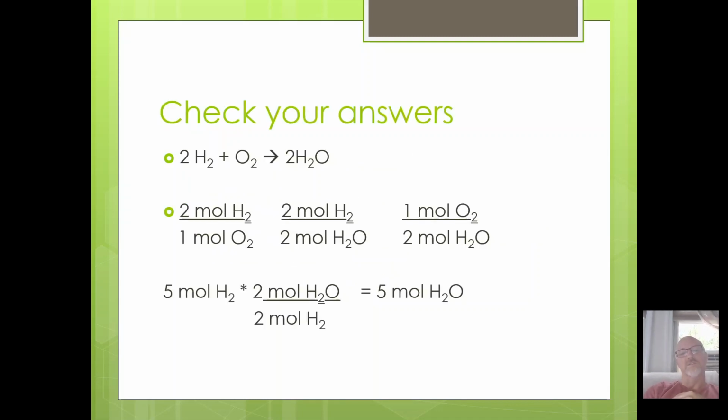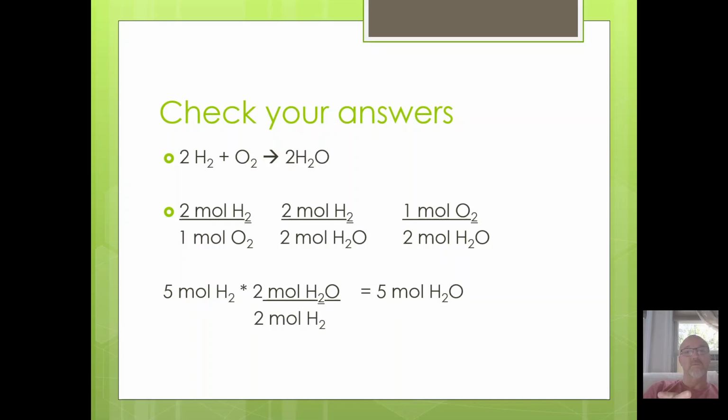So here's your answers. 2H2 plus O2 gives me 2 H2Os. Because the O's are not the same, I need 2 H2Os to balance the O's, which means now I need to go back and put a 2 in front of the H2. Well, that means that for every 2 moles of H2, I need 1 mole of oxygen, and I'm going to get 2 moles of water. And for every 1 mole of oxygen, I'm going to get 2 moles of water.